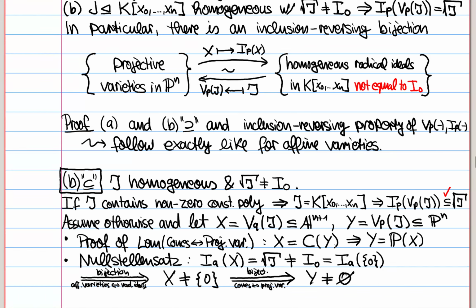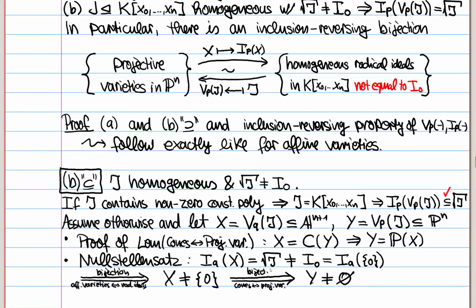Because this equation here holds, we saw that taking the cone and taking the projectivization are inverse. So the fact that X is the image of Y under C means that Y is the image of X under the projectivization. That's good to know. Now we're in a business where these correspond to each other nicely, and then we can apply the usual Nullstellensatz for the cone X.